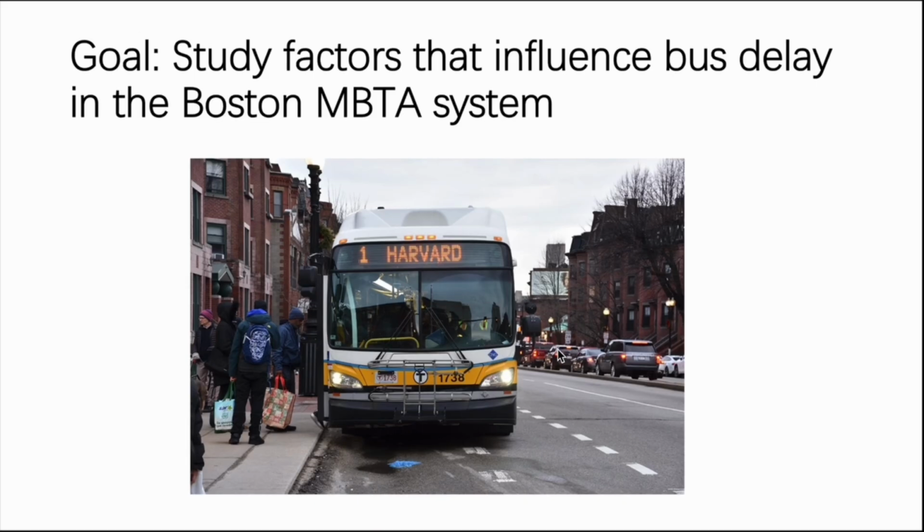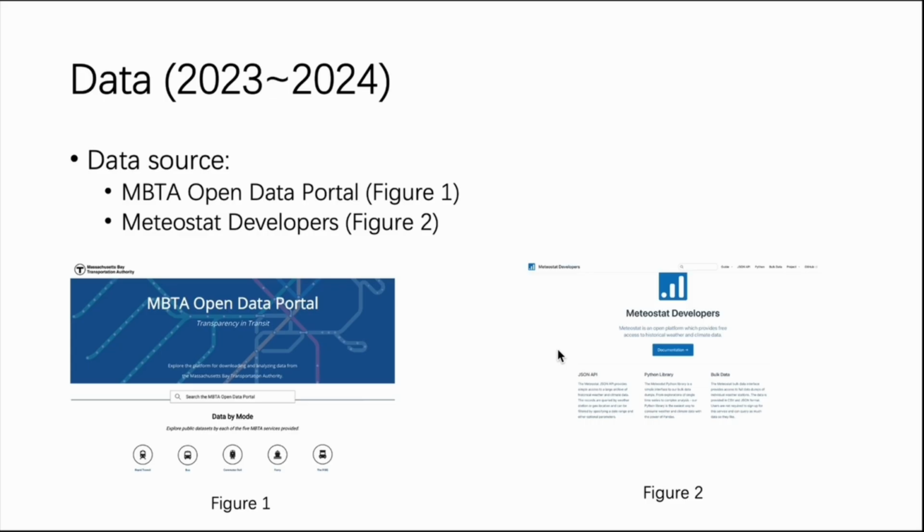Our project aims to study factors that influence bus delay in the Boston MBTA system. We use open public data from the MBTA Open Data Portal and Meteostat developers. We get bus schedule time, actual arrival time, and other related information from the former data source from 2023 to 2024, and we get corresponding weather-related information from the latter.